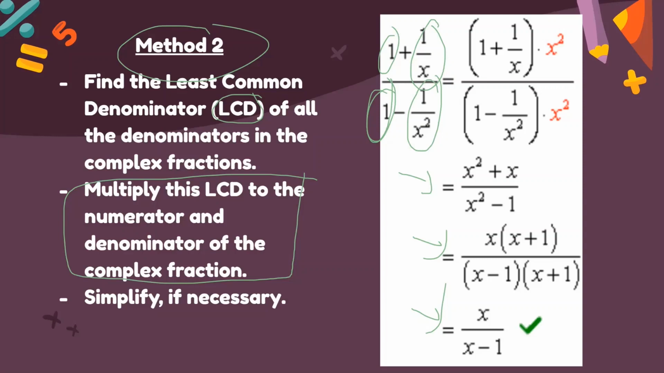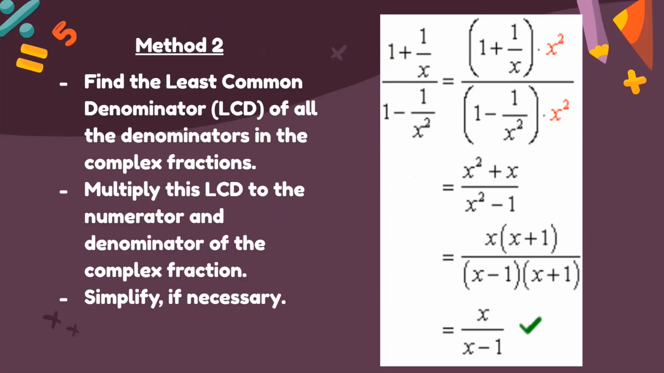Well, if you take a look, what is the LCD? Try to look at the denominators that you have in there. You can think of 1 as having a denominator of 1, or you can just leave that out and not take it into consideration. You take a look at x and then x squared. What is the least common denominator of x and x squared?